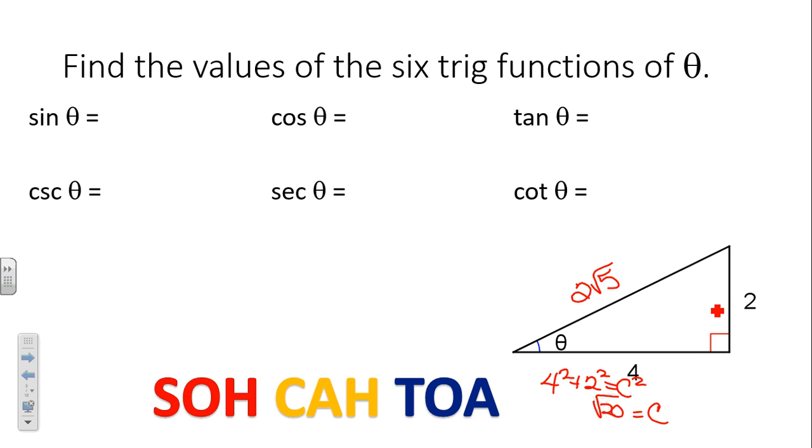Okay? All right, so we want the sine of theta now. So here's our theta. The sine is the SO, opposite over our hypotenuse. So we need to take the 2 over the 2 square roots of 5.